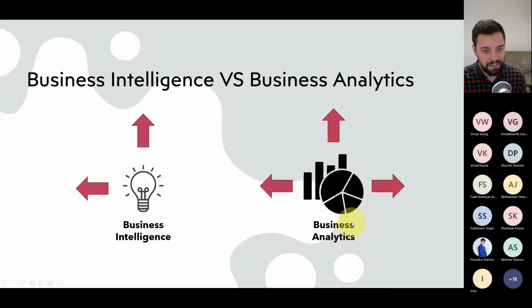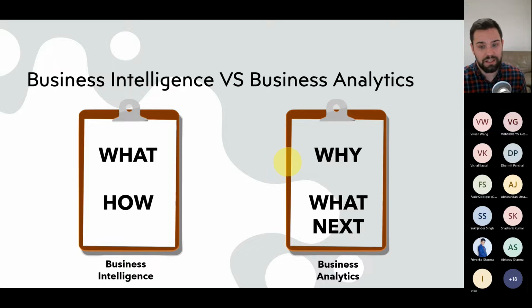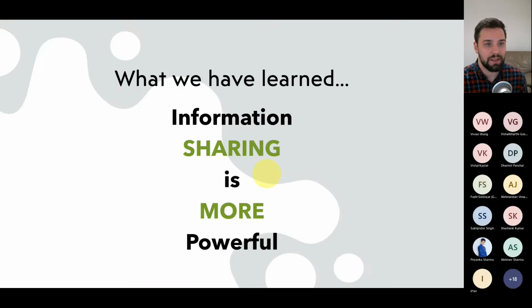With business analytics, you're using the past data to explain the current data and then predict what will happen in the future, right? So we'll get into a little bit of analytics when we start using machine learning and stuff like that. Another way to represent it is business intelligence is the what and the how, and business analytics is the why and the what next. Okay, so kind of two ways to represent that.